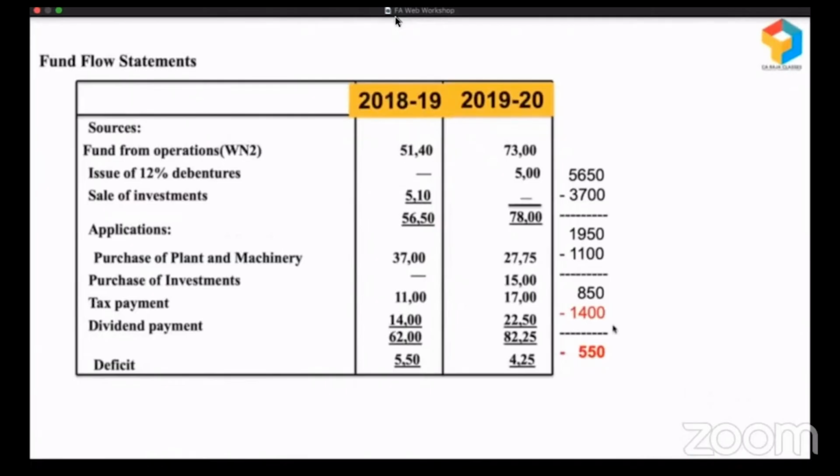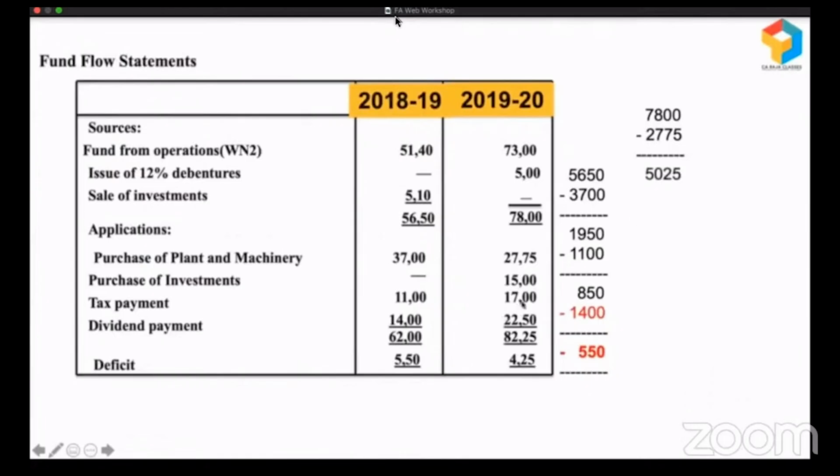Let's see what happened in 2019-20. In 2019-20, their funds from operations have improved significantly. They've also raised money by issuing debentures. So it is 7,800. And from that, they are purchasing plant and machinery. Okay, they have a lot of money, let them. It means after purchasing plant and machinery, they have surplus of 5,025.